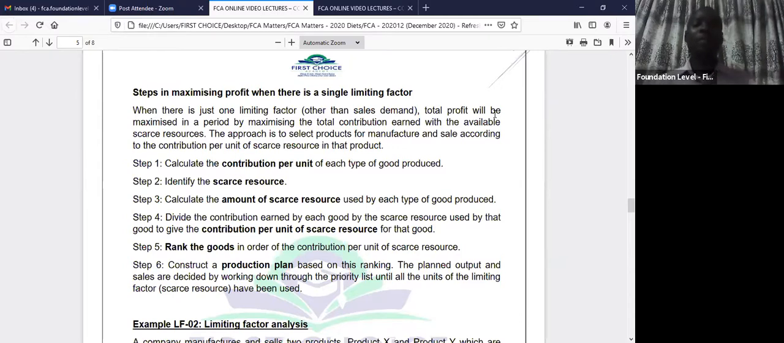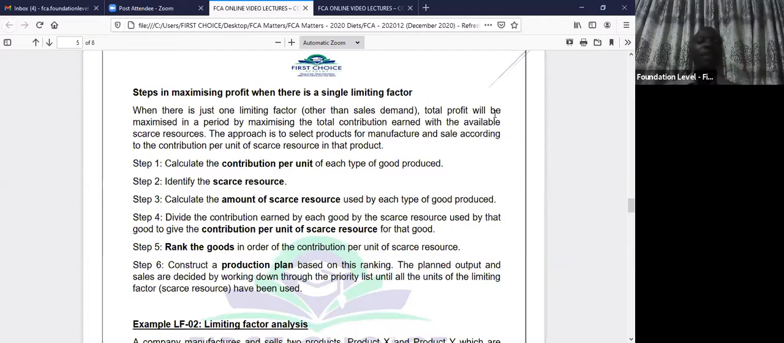The third step, after getting the scarce resource, is to calculate the amount of scarce resource that can be used to produce each type of product. For example, in that first example the scarce resource is machine hour, and we say the machine hour per unit. Remember we said 5 minutes per unit, or how many units per hour, like the other time we said 10 units per hour. So we look at the amount of scarce resource that can be used to produce just 1 unit.